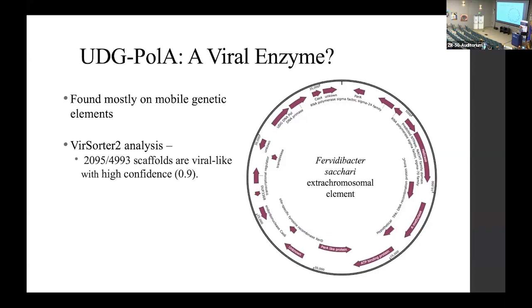So knowing about SPO1, we used VersortOr2, a program hosted by IMG that will try to predict whether or not scaffolds are likely to be viral-like. We found that over 2,000 of about 5,000 sequences were high confidence to be viral-like, which isn't the entire thing, but it's a huge amount. We do plan on searching in GE-Nomad too for whether these might be mobile genetic element-like as well.